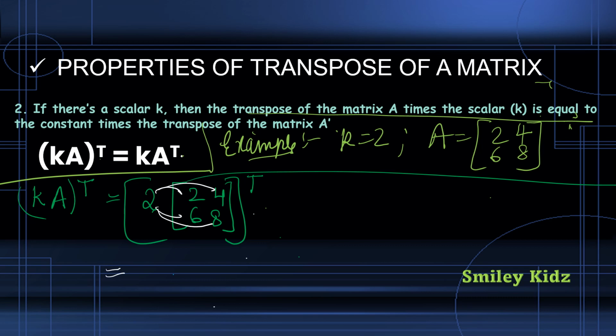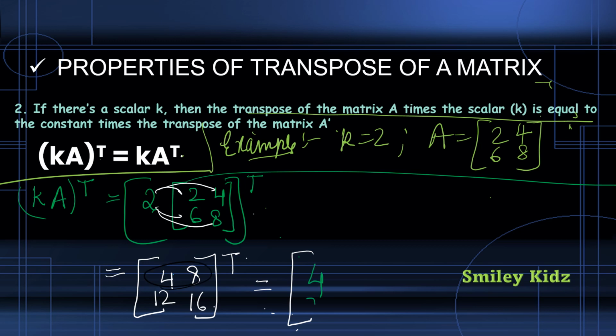So this is simply going to give me 4, 8, 12, 16. Now I'm going to transpose it. What do I get? Here I have 4, 8, so here it's going to be 4, 8. Here I have 12, 16, so here I have 12, 16. So this is the transpose that I've obtained. Let's put this aside for a while.